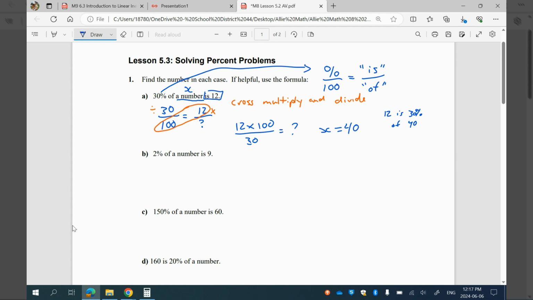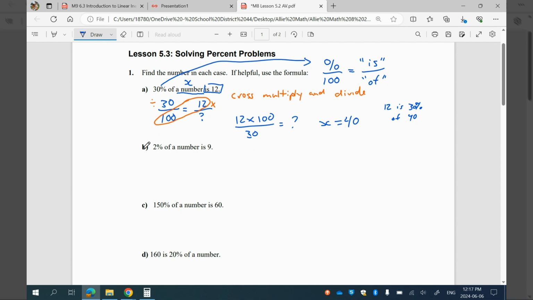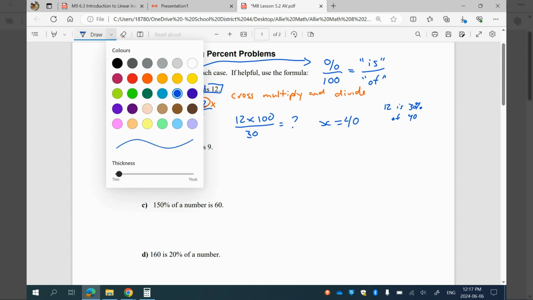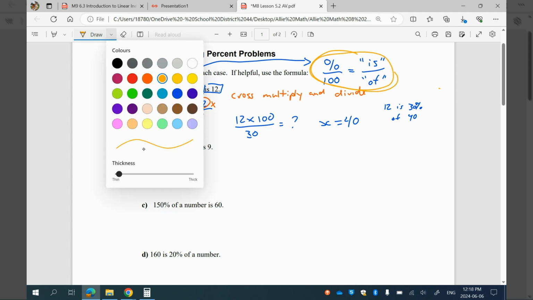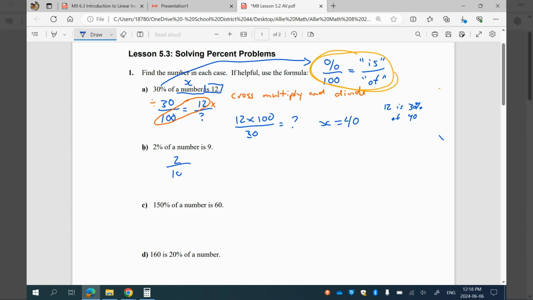Okay, let's try another one. We're looking for 2% of a number is 9. So we're expecting the number to be quite a bit bigger than 9, because 9 is only going to be 2% of that number. But let's use our formula here. We're going to put the 2 where the percent is, and that's over 100, equals is 9. So I'm putting the is into the top here, and we're not sure what that number is. So I can represent an unknown value in math with a letter, or a variable.